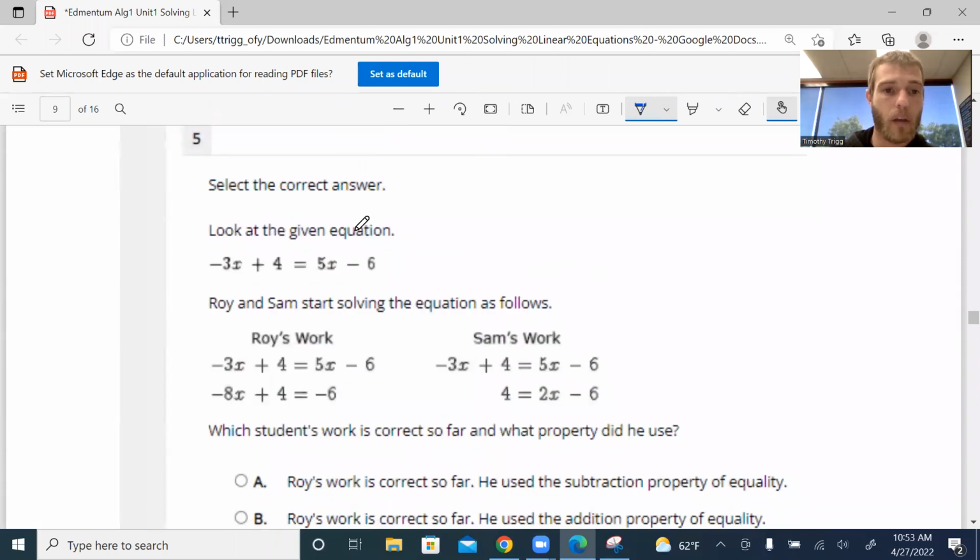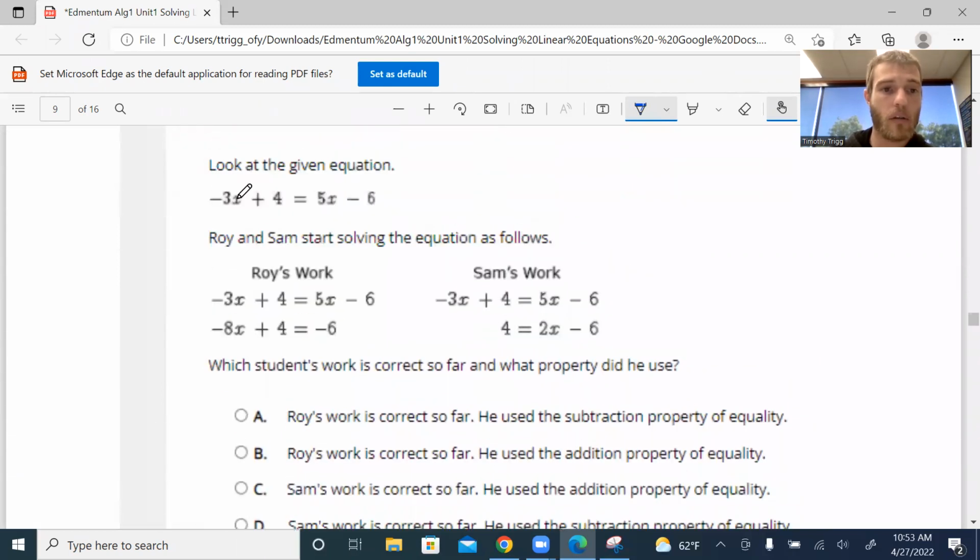Next one, look at the given equation, negative 3x plus 4 equals 5x minus 6. Roy and Sam start solving the equation as follows. Okay, so we see Roy's work, Sam's work. Which student's work is correct so far and what property did he use? So let's see. For Roy here, he subtracted 5x. Let's cancel that. Subtracted 5x. That gives negative 8x. I would say Roy looks correct.